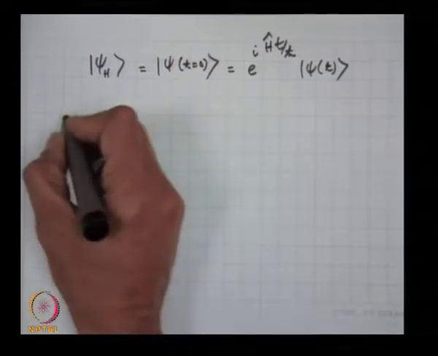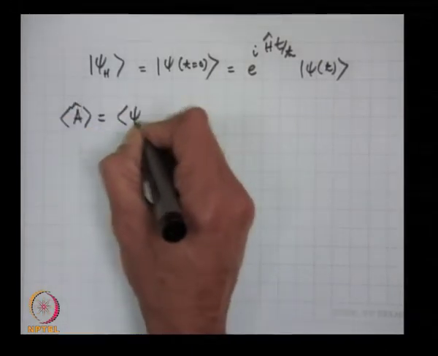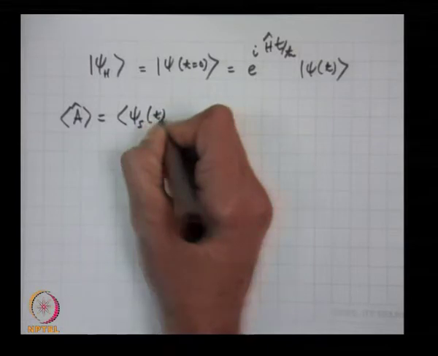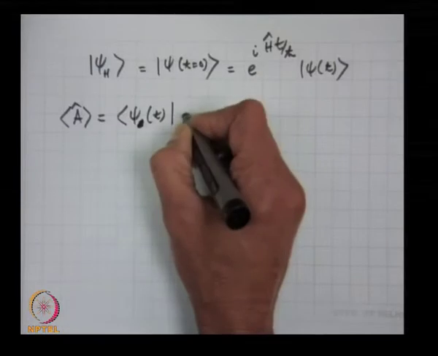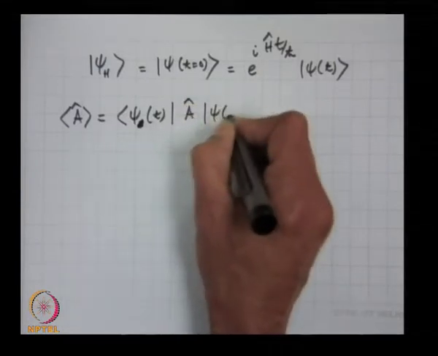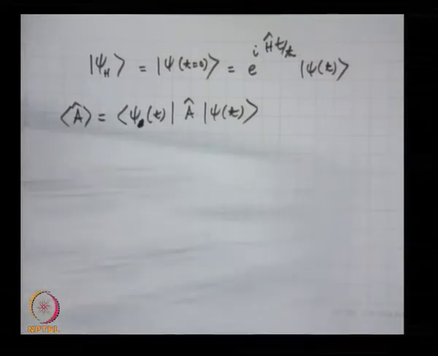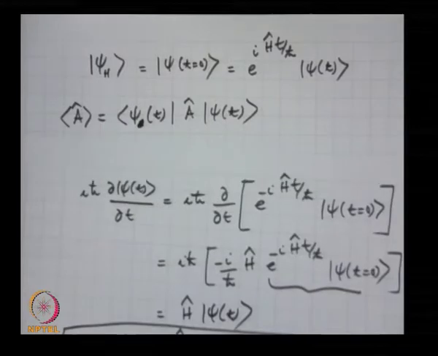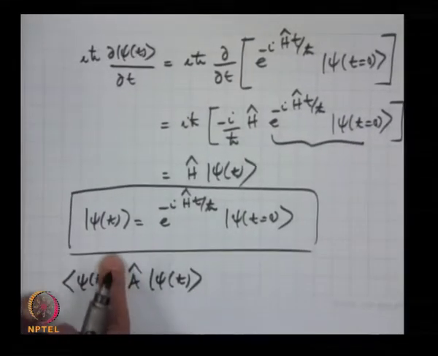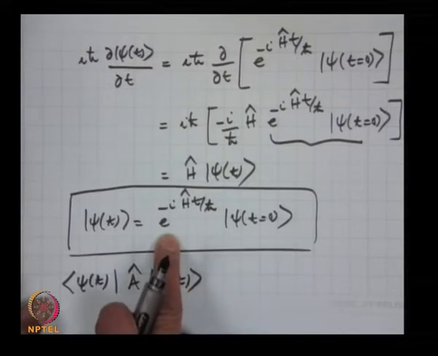Okay, now the expectation value of an operator is, remember, bra psi of t, with no subscript meaning the Schrodinger picture, into A into ket psi of t. So now I have this equation for psi of t, which I use in this equation. So what is bra psi of t? This is ket psi of t with exponential plus iHt by h-bar.